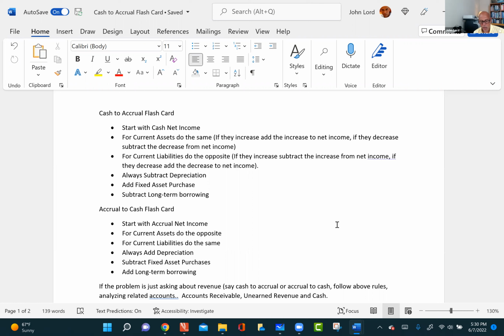And then subtract long-term borrowing. Long-term borrowing is going to be treated like a revenue under the cash basis. So you would, of course, have to subtract that to get your accrual net income.